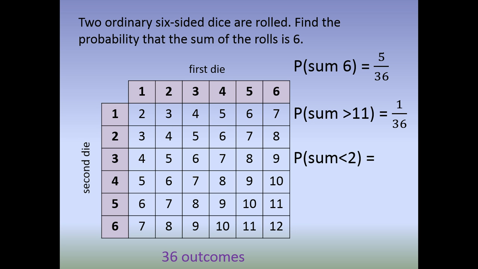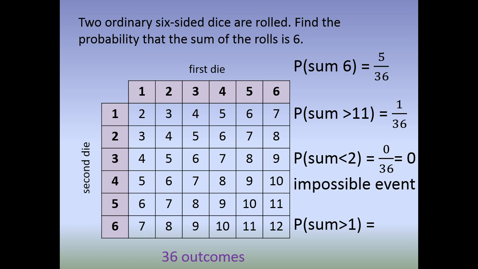Probability that the sum is less than 2. Well, that means out of the 36 rolls, we want to find every way that we can add these 2 numbers together and get something less than 2. And there aren't any. So the probability that we have a sum less than 2 is 0. Now, since this can't happen, we call this an impossible event. So the probability of any impossible event is always going to be 0.